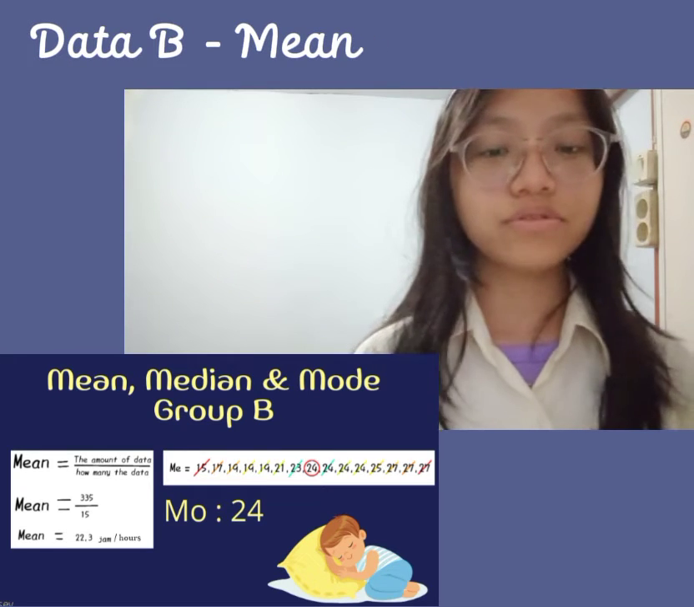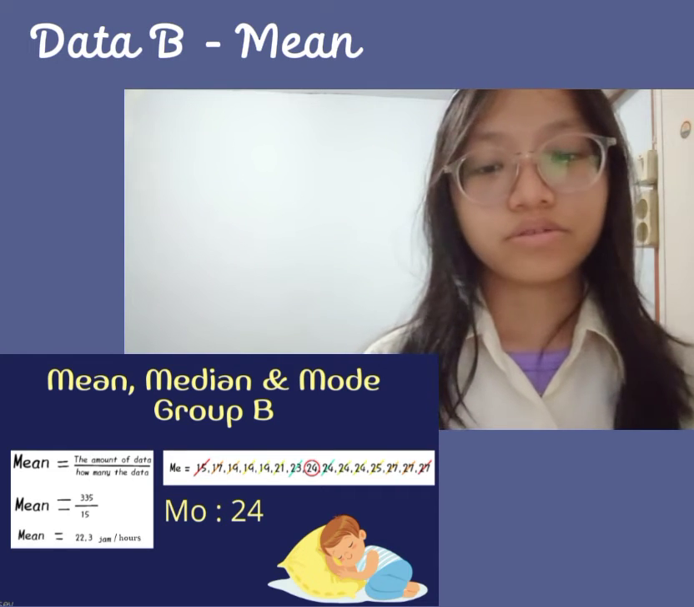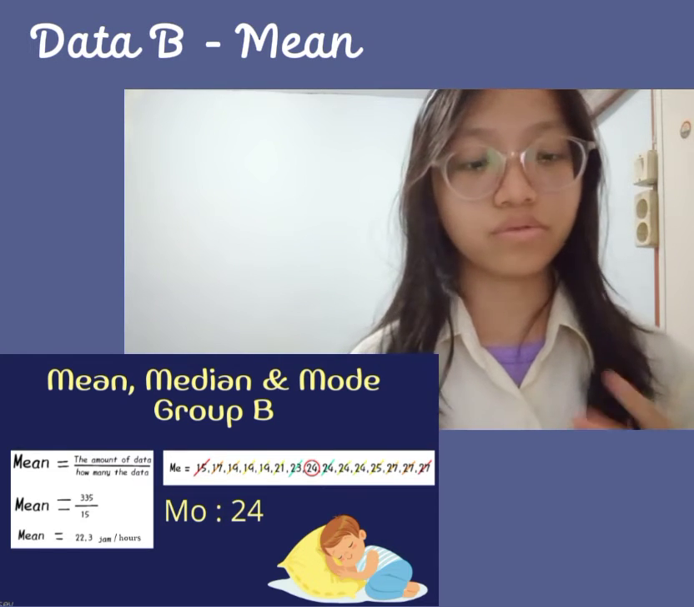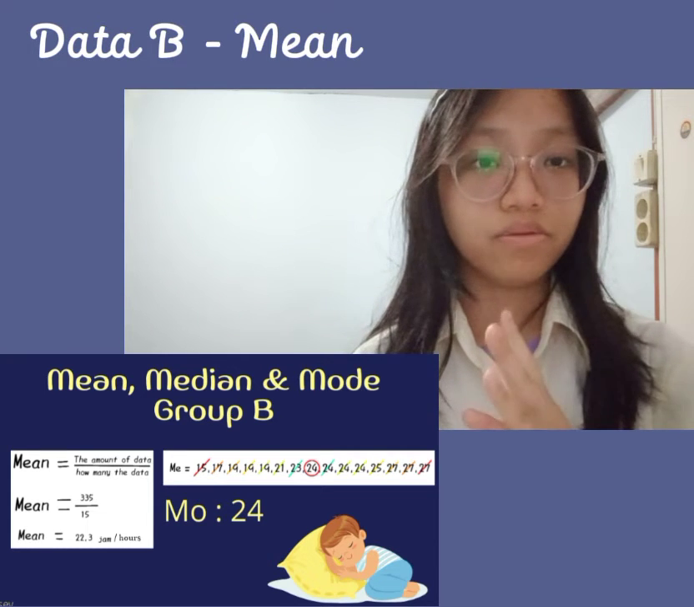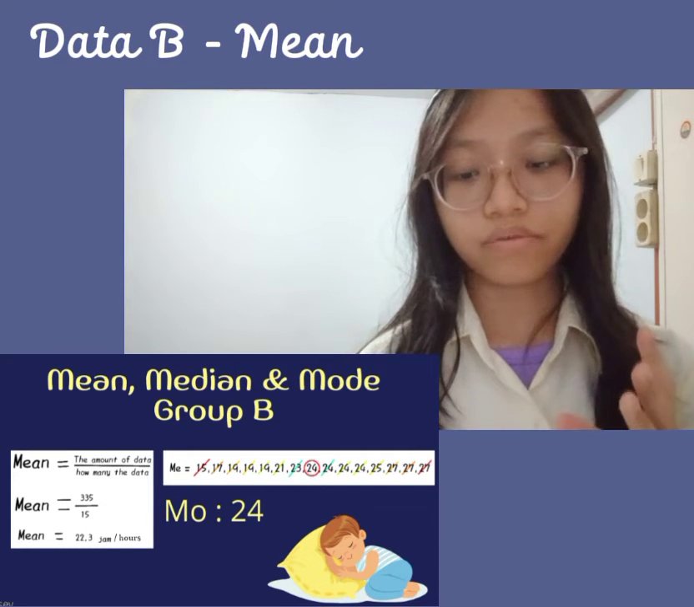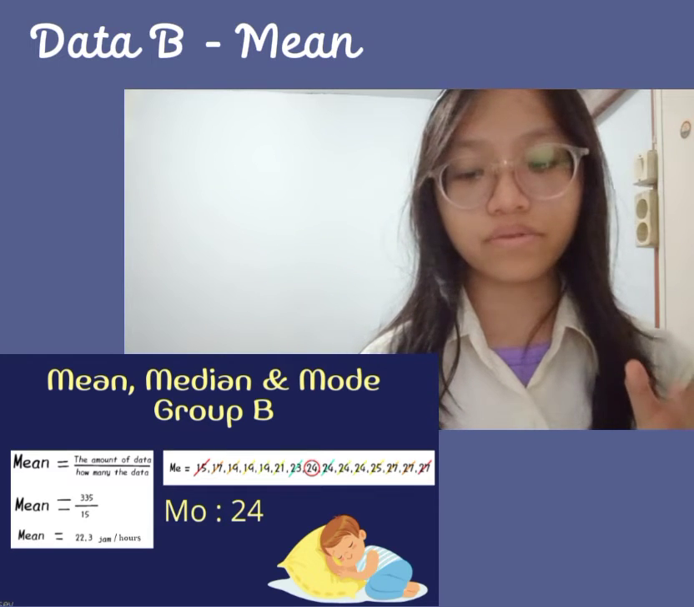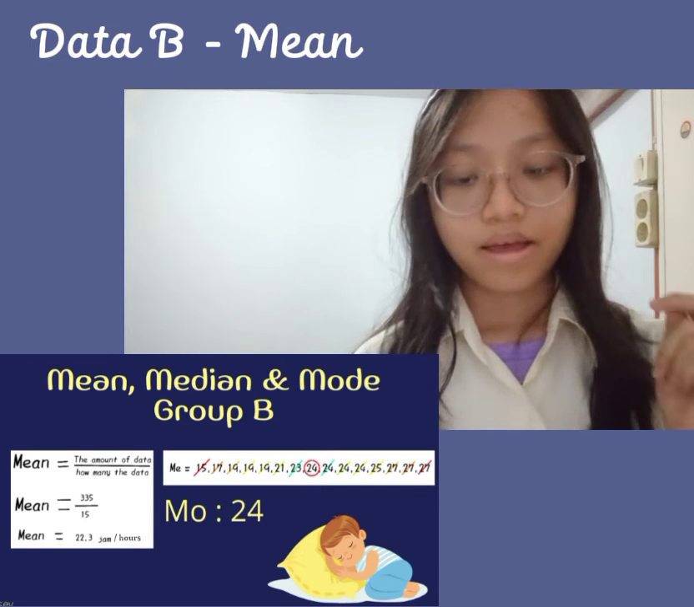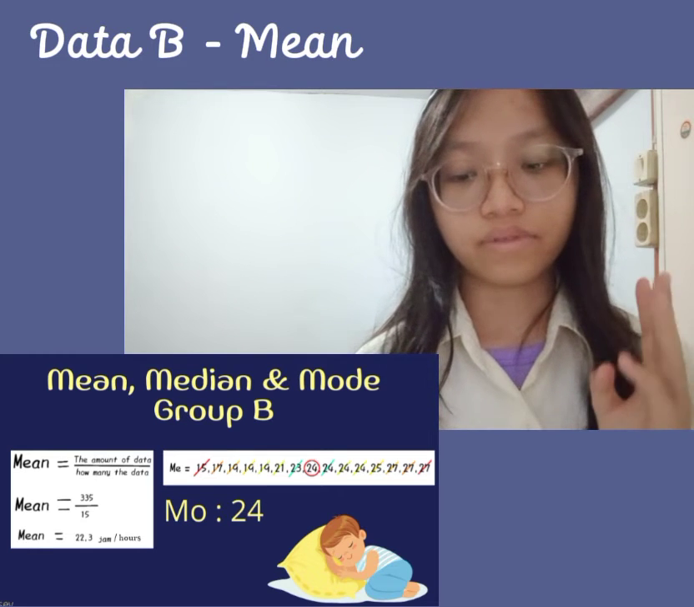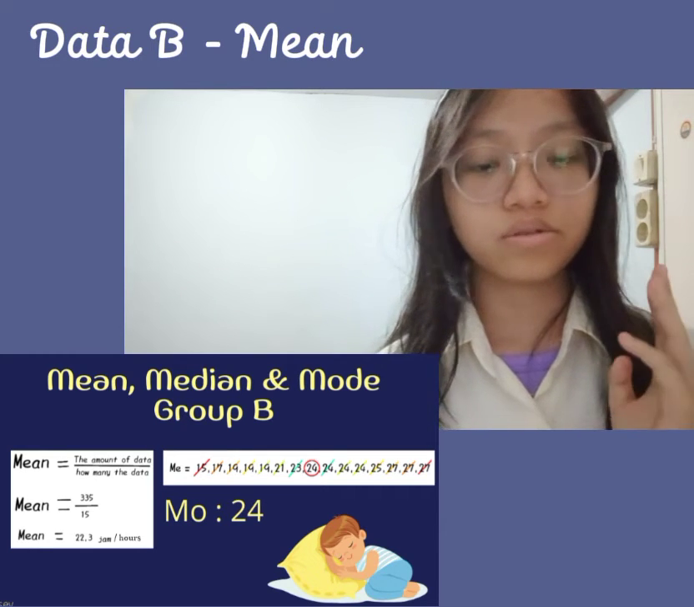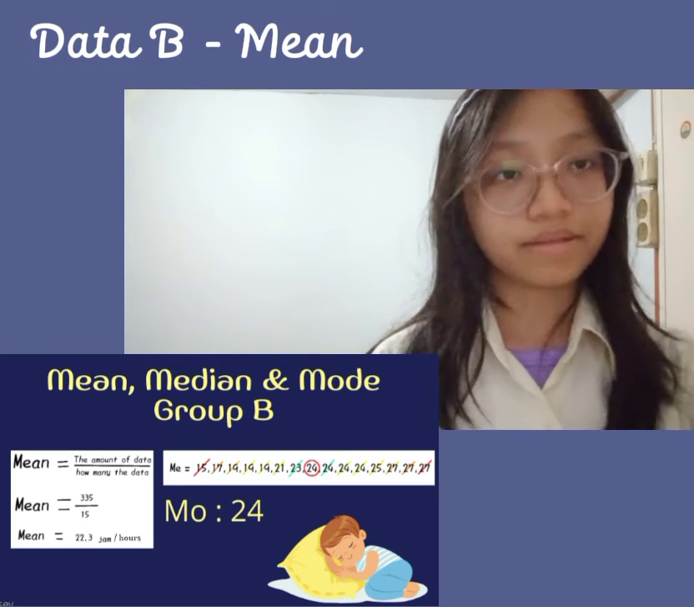Mean. How to find the mean of data B? It's simple. You just need to divide the amount of data by the total number of data, and then you have the mean. So, in data B, the sum of the data is 335, divided by the number of data, which is 15. 335 divided by 15, and the total is 22.3. So, that is the mean.